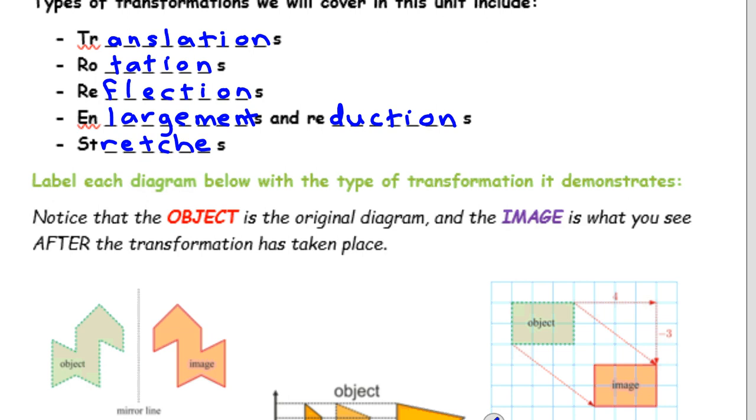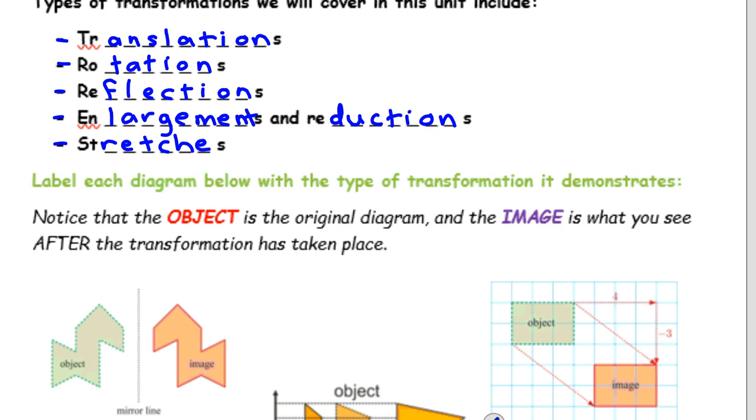Stretches is when it stretches in one direction only. Enlargements stretch out in all directions, or shrink in all directions, whereas stretches stretch in one direction only. So label each diagram below with the type of transformation it demonstrates. It's either going to be a translation, a rotation, a reflection, enlargement or reduction, or a stretch.